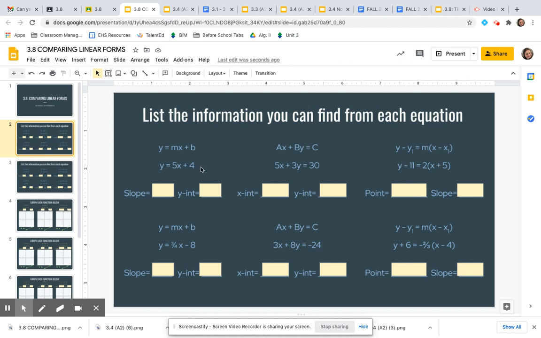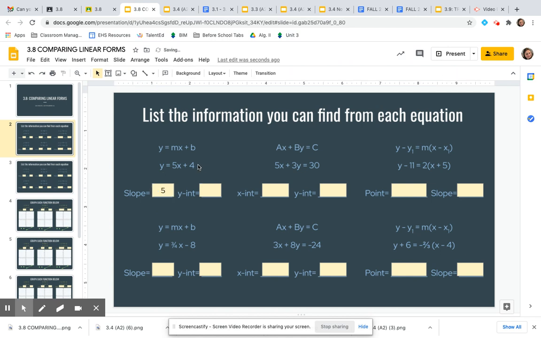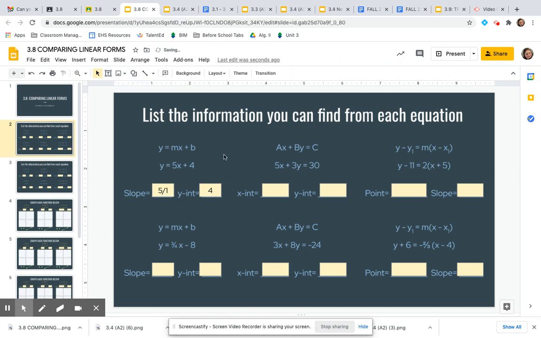So for example, on y equals mx plus b, m is your slope. So in this equation, your slope is 5. And then for your y-intercept, that's the little number at the end, or b, that would be 4. And what this tells us is we would start our graph at 4 on the y-axis and go up 5 over 1. Some of you have been automatically making your slope a fraction like this. And that's fine with me because that's going to make it easier for you to graph.